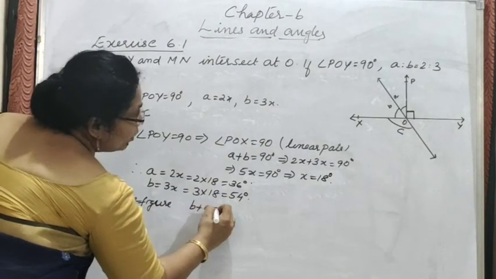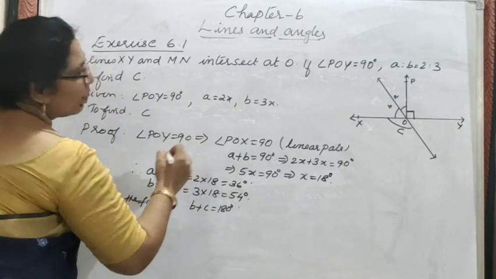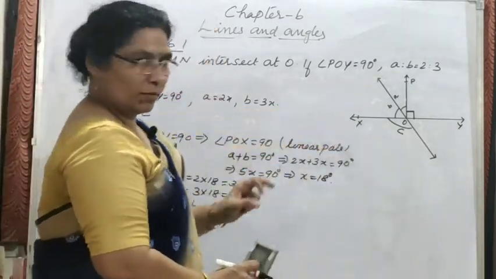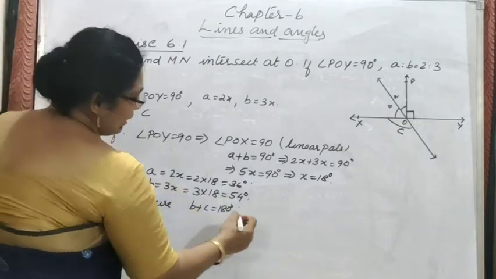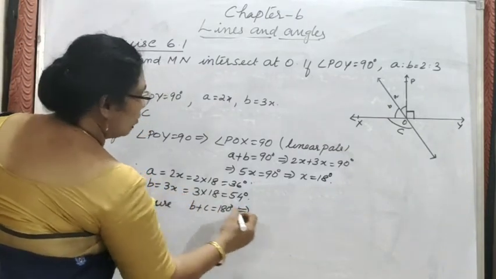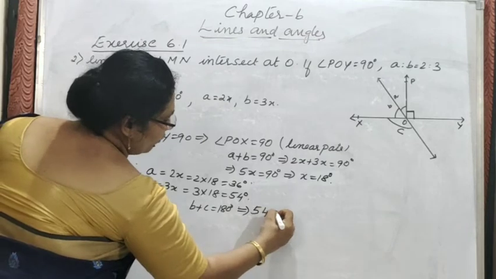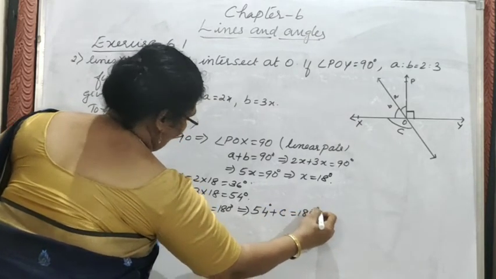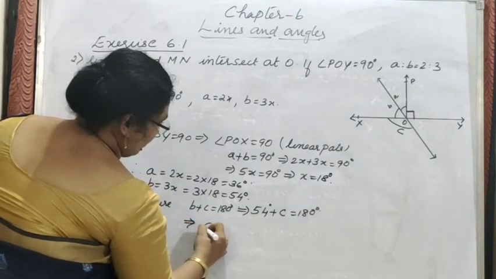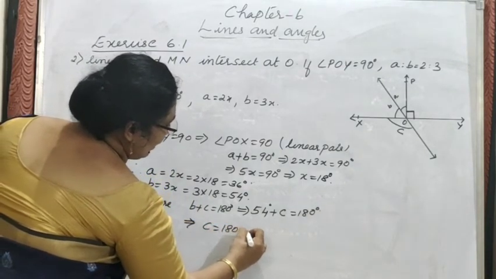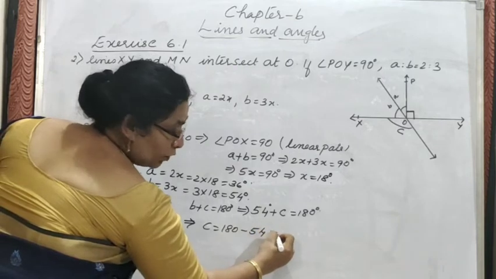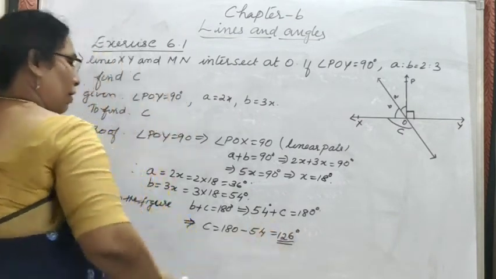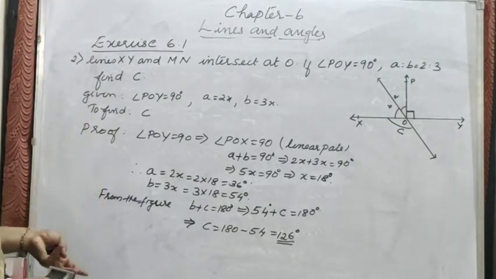B plus C equal to 180 degree only because it's a line, right? So B plus C equal to 180 degree. In that, B equal to 54 we got. So 54 degree plus C equal to 180 degree. Therefore C equal to 180 minus 54. So 126 degree.